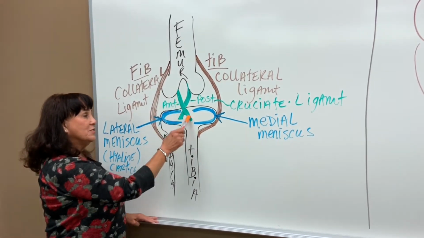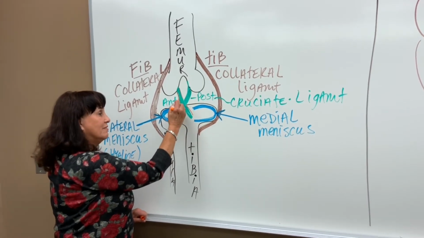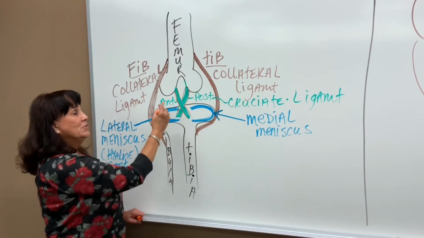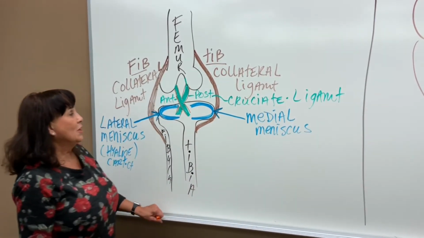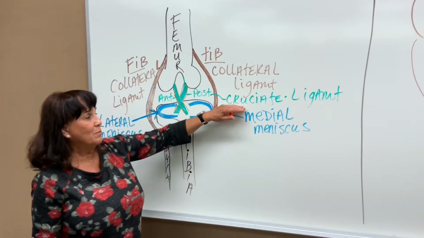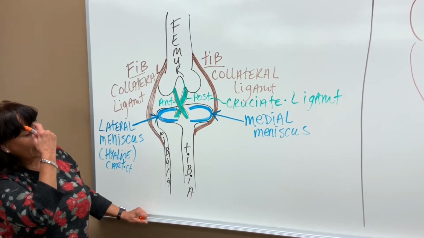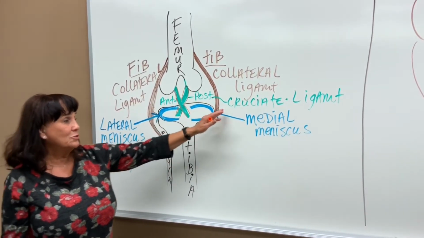This would be the anterior one right here. Going right here is the anterior. One coming here, and this one is the posterior in the back. So anterior and posterior cruciate ligament. And those are the ones that football players really injure quite often. So an ACL injury stands for anterior cruciate ligament.